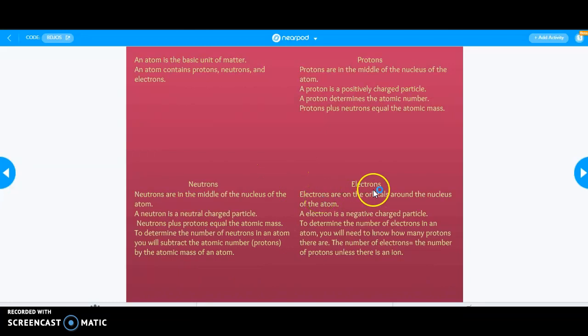Electrons are in orbitals around the nucleus of an atom. An electron is a negative charged particle. To determine the number of electrons in an atom, you need to know how many protons there are. The number of electrons equals the number of protons unless there is an ion.